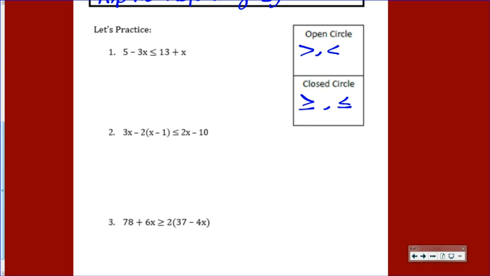So number 1, 5 minus 3x is less than or equal to 13 plus x. So there's no parentheses, so I don't have to distribute. I don't have to combine any like terms, so I can jump straight into solving. I'm going to subtract x from both sides. So I get 5 minus 4x is less than or equal to 13. Positive 5, so I'm going to subtract that. So those cancel. Negative 4x is less than or equal to 12. Nope. Sorry, 8.